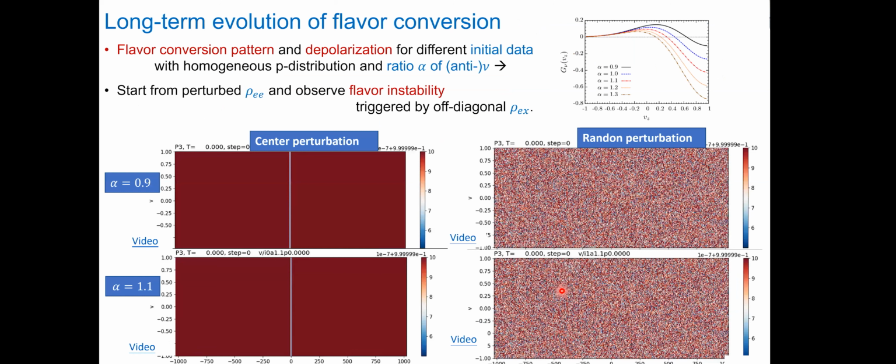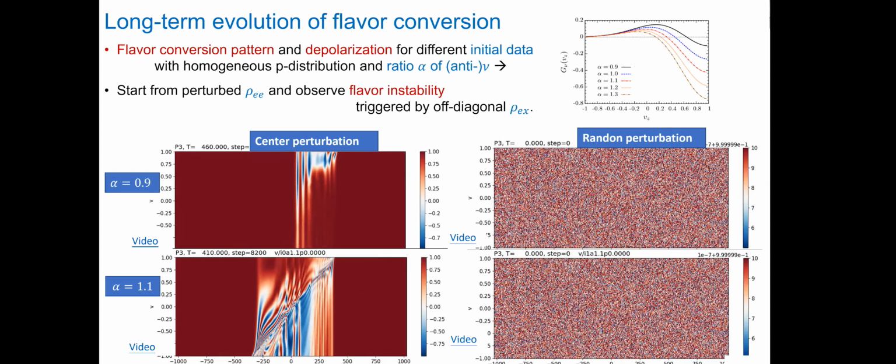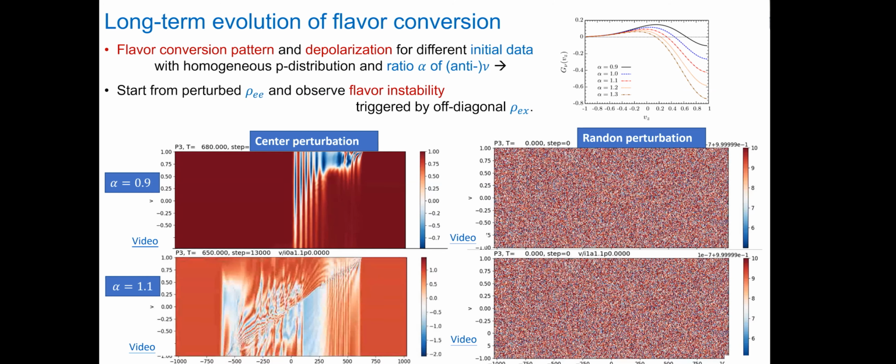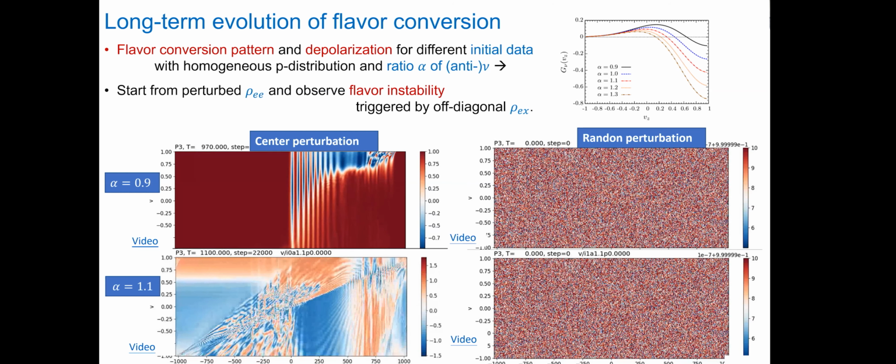So we are really interested in the long-term evolution of the flavor conversion. If you look at this picture, basically it involves different initial conditions and different neutrino contents. And we can look at how the flavor waves convert or how they depolarize in different cases. For example, initially, if we just put some central perturbation at a point, then as the simulation proceeds, you can see that for different kinds of neutrino content, where alpha equal to 0.9 means basically the neutrino is much more abundant than anti-neutrino, and alpha 1.1 is the case vice versa.